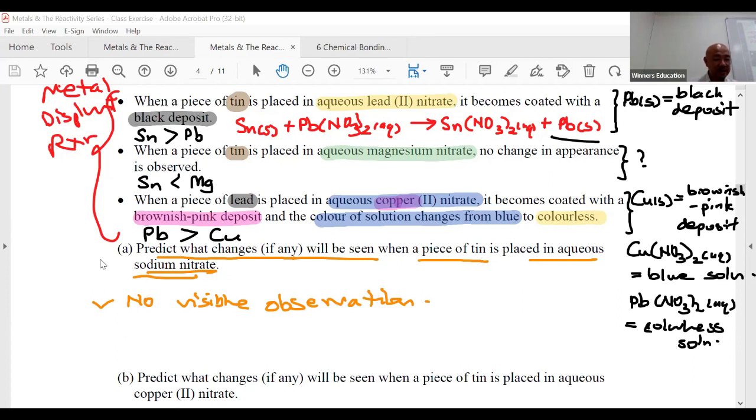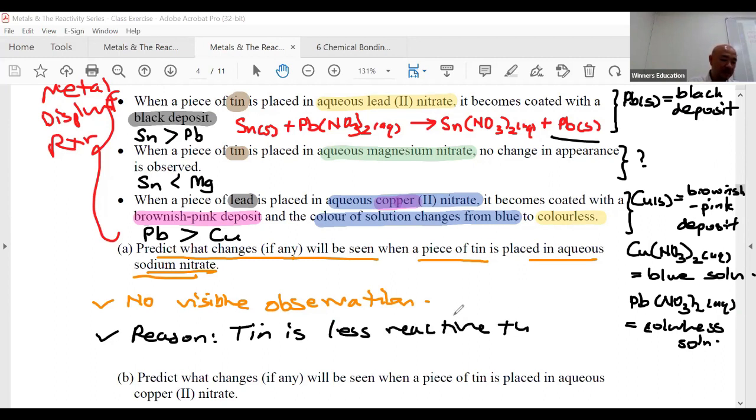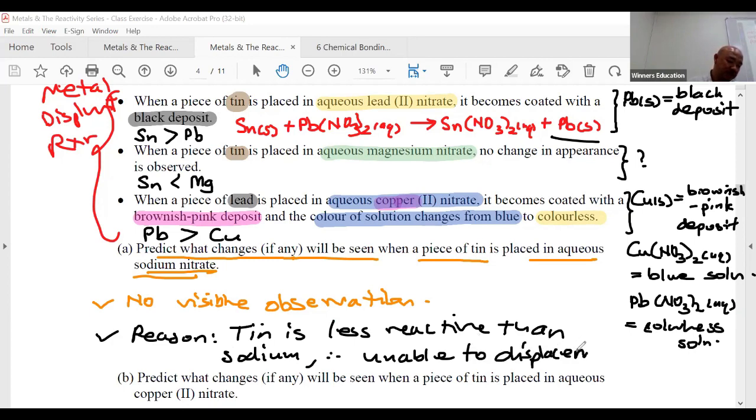Nothing is being observed. Usually we write no visible observation. Second point, you don't need, I'll just write it down. But the whole idea, the reason, right? In case they ask you for reasoning, then you just say sodium, or rather not sodium, the other side. Who do we have? Tin. Tin is definitely less reactive than sodium. And therefore, unable to displace it out from its salt solution. This is a formal statement I will write if they ask me to explain for one more mark. Unable to displace, I mean.